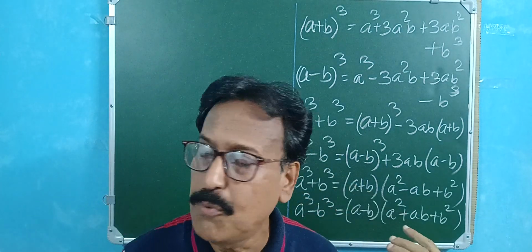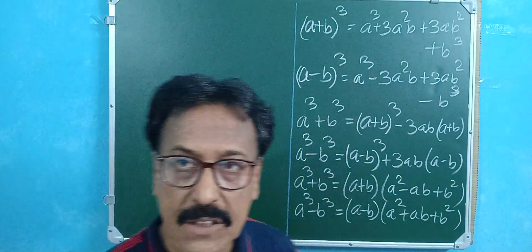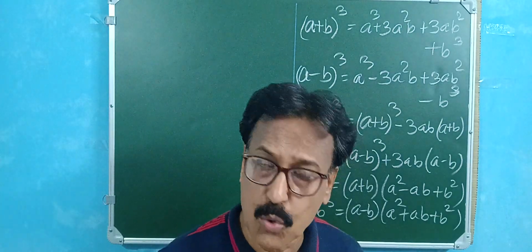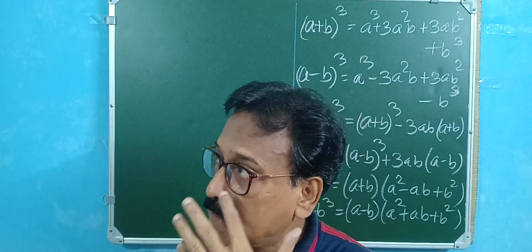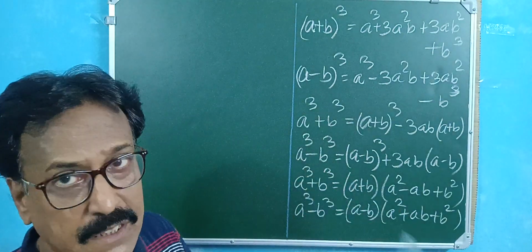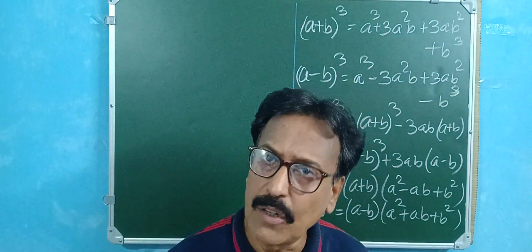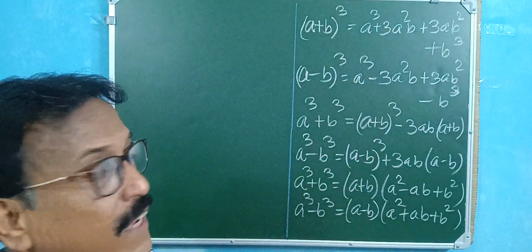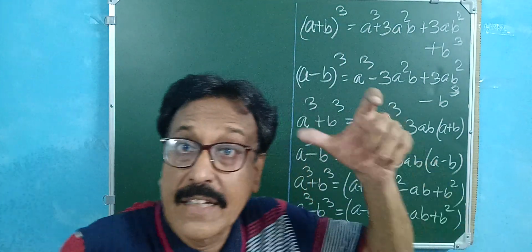In the last 3, 4, 5 videos we discussed the identities of the square, such as (a plus b) whole square, (a minus b) whole square, and (a plus b plus c) whole square. All of that discussion is covered, and on the basis of the formulas different sums will be solved. Today I will discuss the algebraic identities of the cube.